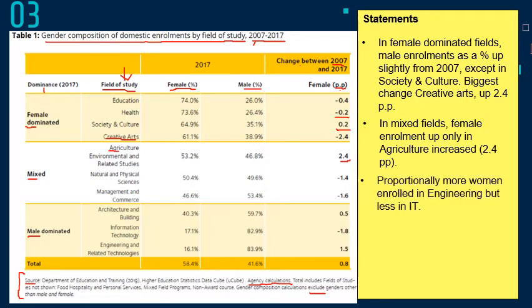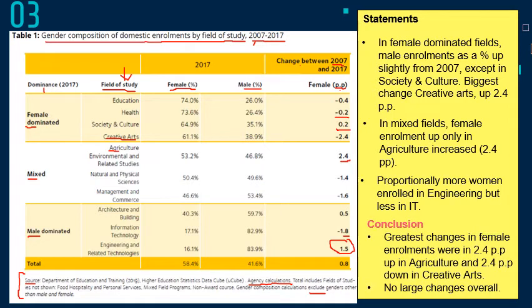Now I go down to male dominated. Proportionally more females were enrolled in engineering than 2007. Engineering's here, 1.5, but less in IT, which was down by 1.8 percentage points. Now you could really go through this and look at all the numbers and stuff. These are just some of the main things I've found.